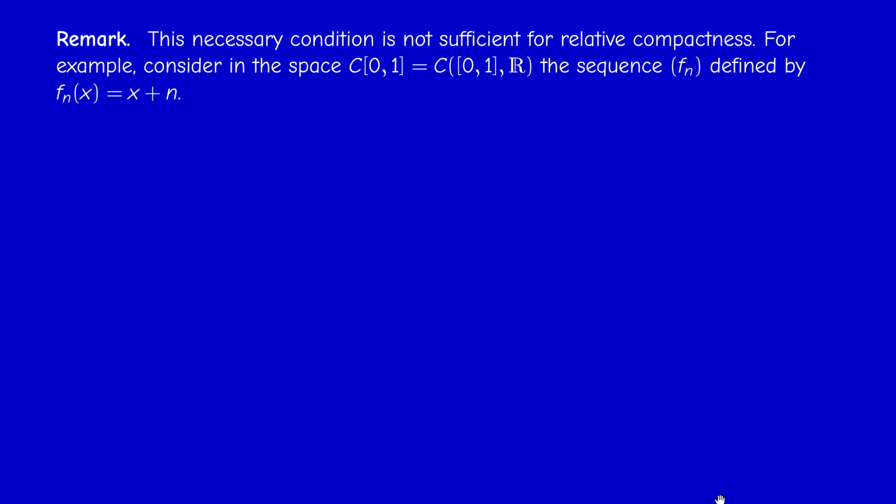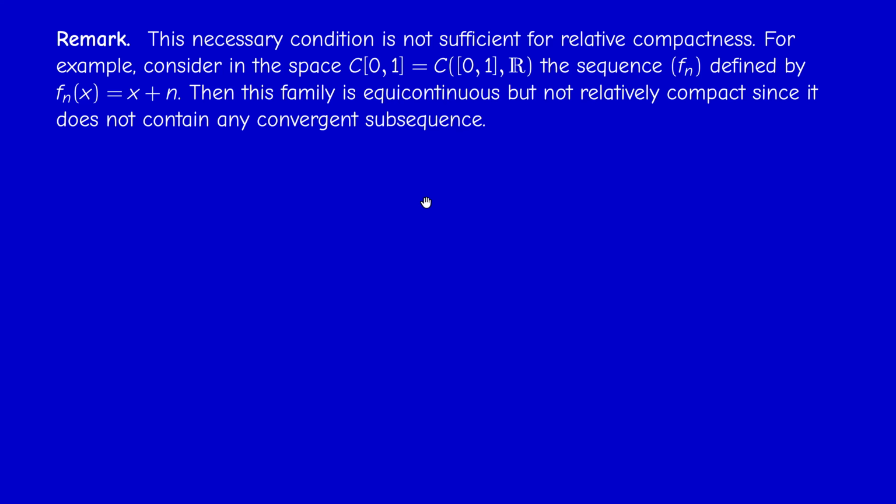Okay, and you can ask if it's enough, if it's sufficient. It's not sufficient, and now I'll give a counterexample. If we take the same space C[0,1], this is the functional analysis notation, which is just the space of continuous functions from the closed interval [0,1] to R, and consider this sequence of translates of the identity: fn(x) is just x plus n. This family is equicontinuous. Why?